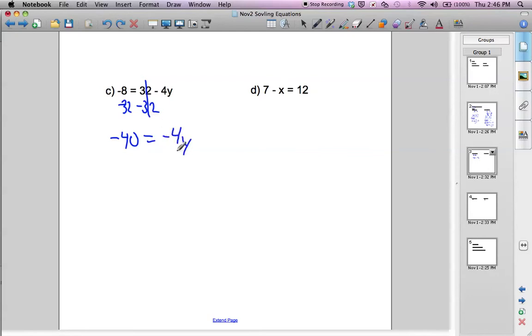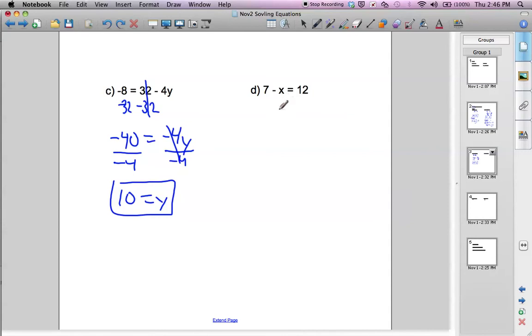And this is negative 4 times y, so we're going to divide by negative 4 because that's the opposite or the inverse operation. So we're dividing by negative 4, that gives you 1y. And over here we get positive 10 equals y as the solution.